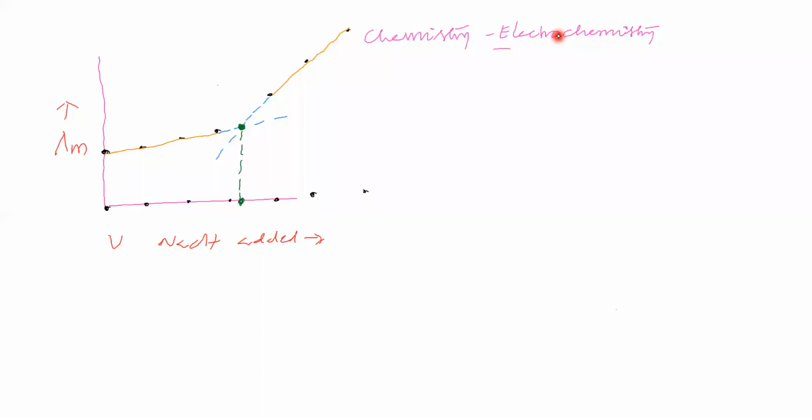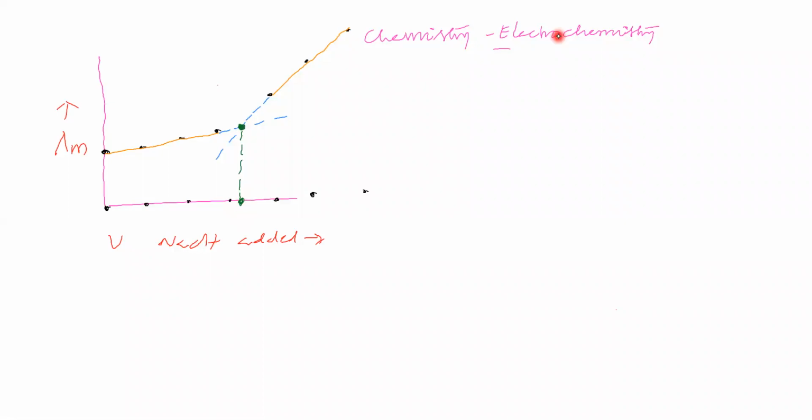Now, is it there like this? You take this point. Before this point, you see how lambda m increases. After this point, you see how lambda m increases. Therefore, what is this point called? You are saying that this point is called the equivalence point.